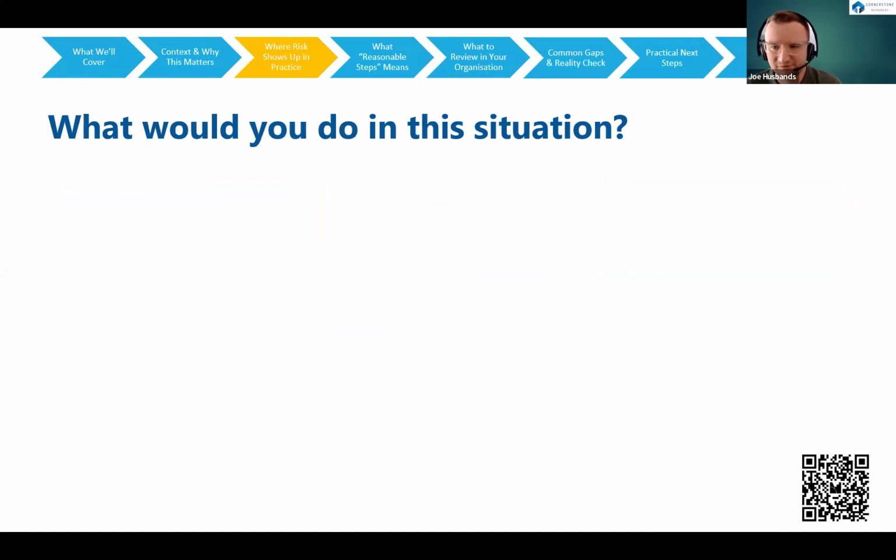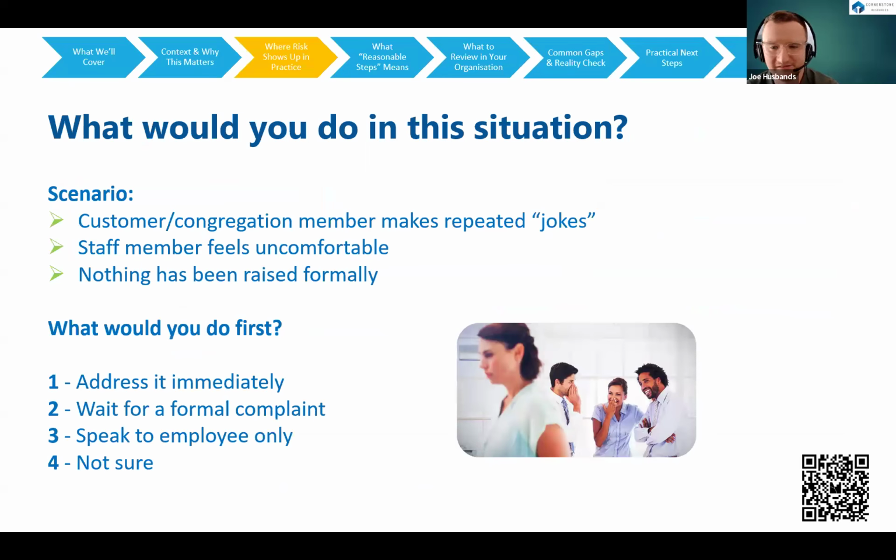So let's make this practical and bring it together. Here's a scenario. I'd just like you to think about what you would do. A customer or congregation member makes repeated jokes to a member of staff. The staff member feels uncomfortable, but nothing has been raised formally. So the question is, what would you do first? Number one, address it immediately. Number two, wait for a formal complaint. Number three, speak to the employee only. Or four, just not sure. What do you think?